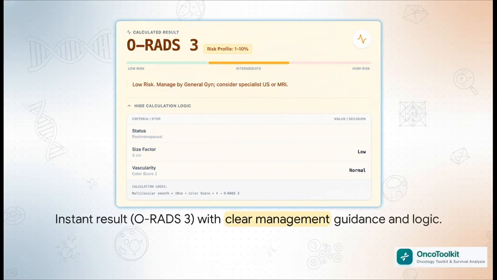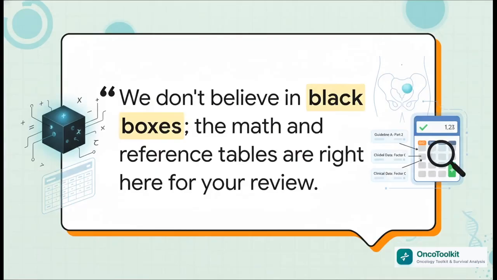But here's what I think is the most important part of this entire tool. See that little show calculation logic dropdown? That is the key to complete transparency. You know why? Because we don't believe in black boxes. The math and the reference tables are right here for your review. The tool literally shows you its work, which parts of the guideline it used to get to that score. That gives you total clinical transparency and, more importantly, confidence in the result.